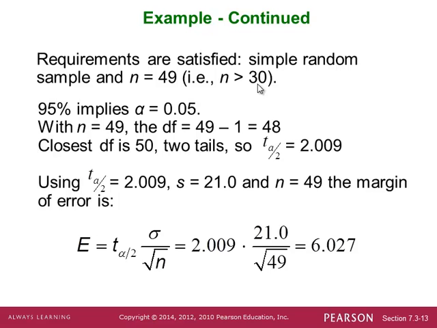Because we want a 95% confidence interval, our critical level is alpha, which is equal to 0.05. We're going to use degrees of freedom of 49 minus 1, which is 48.